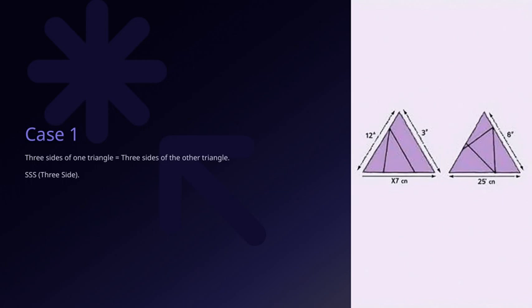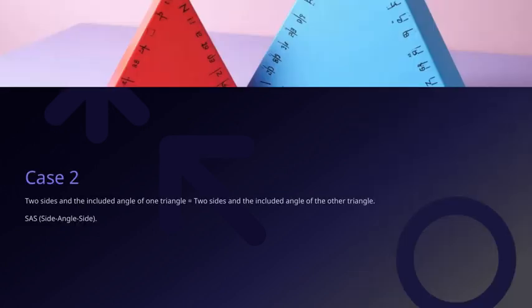It ties into our overall theme of understanding how triangles can be proven to be the same, which is essential in geometry problem solving. So remember, if you know all 3 sides are equal, you can confidently say the triangles are congruent using the SSS rule. Let's take a look at case 2.